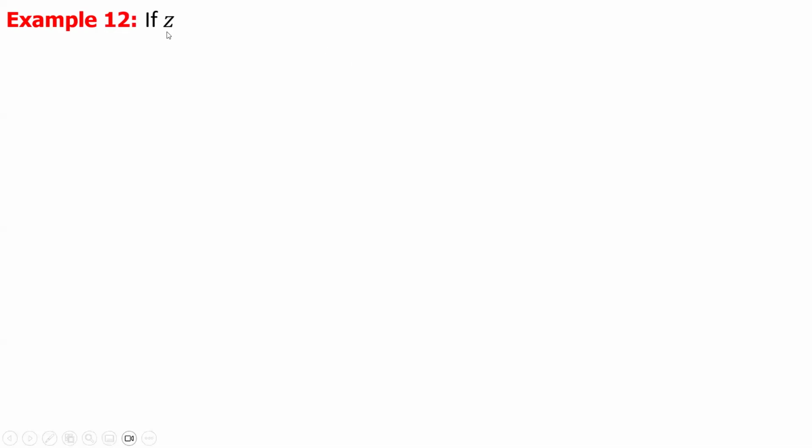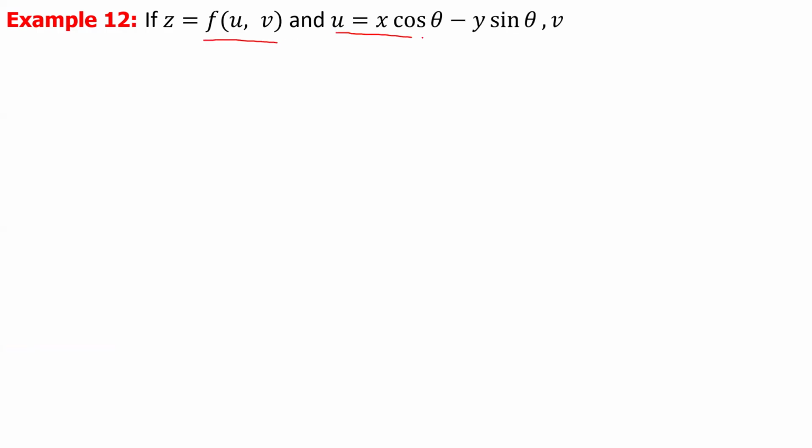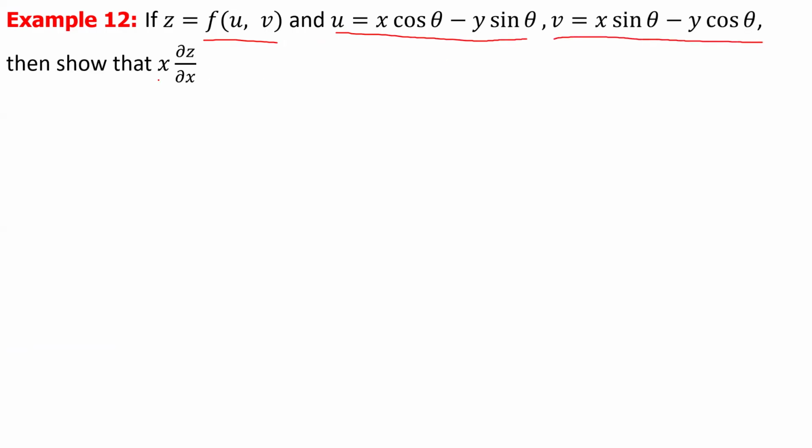The question is, if z is a function of u and v, and u is equal to x cos theta minus y sin theta, v is equal to x sin theta minus y cos theta, then show that x ∂z/∂x plus y ∂z/∂y is equal to u ∂z/∂u plus v ∂z/∂v.